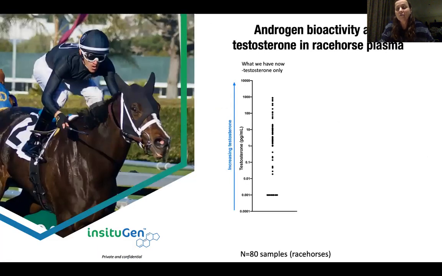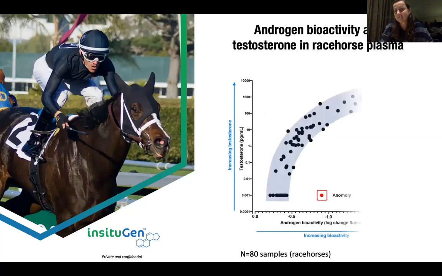We've also used this assay to screen out of competition samples from 80 different horses. Normally the information that the analytical lab would get would be the testosterone level. We see this rather one-dimensional set of data, low levels of testosterone all the way up to high levels of testosterone, in keeping with colts, geldings, and mares. What we did was then add a second dimension to this same set of data.